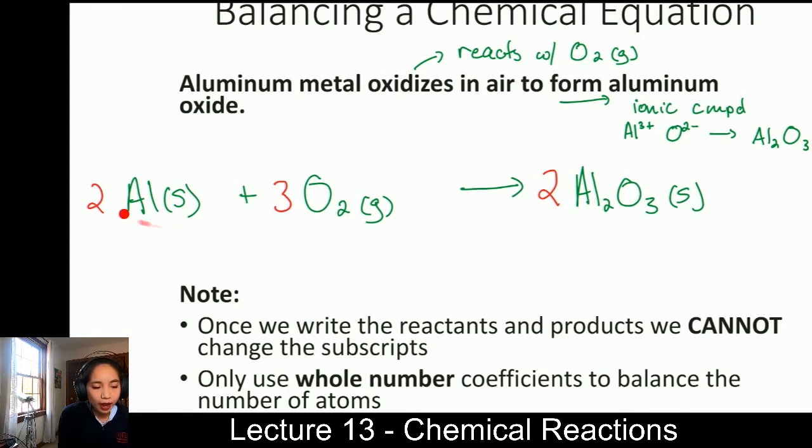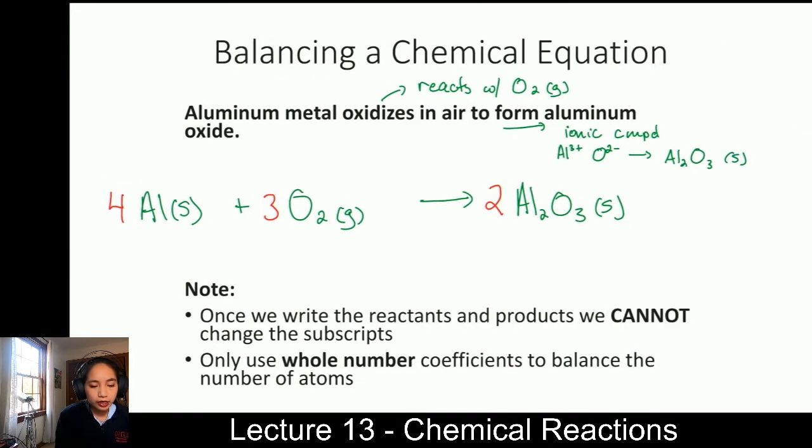So I can just go back and fix this number in front of aluminum. I can put 4 aluminums on our reactant side, and now it is all balanced. If you go through it, there's 4 aluminums and 6 oxygens total on the reactant side. There's 4 aluminums on our product side and 6 oxygens as well. And we have all of our states, so it's all good. All right, so that's one example down.